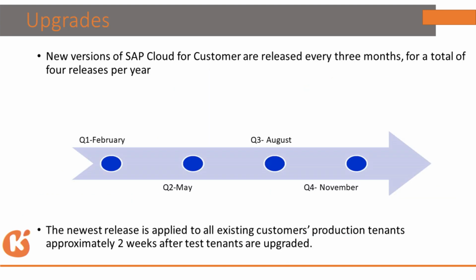Coming to the next topic, there is this slide which you see. You can see the months mentioned here as February, May, August, November. What does it mean? Now, as C4C is a cloud-based application, what do we mean by cloud?